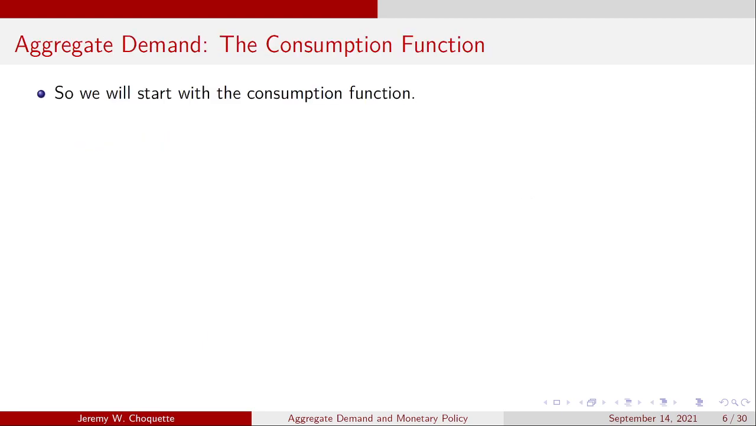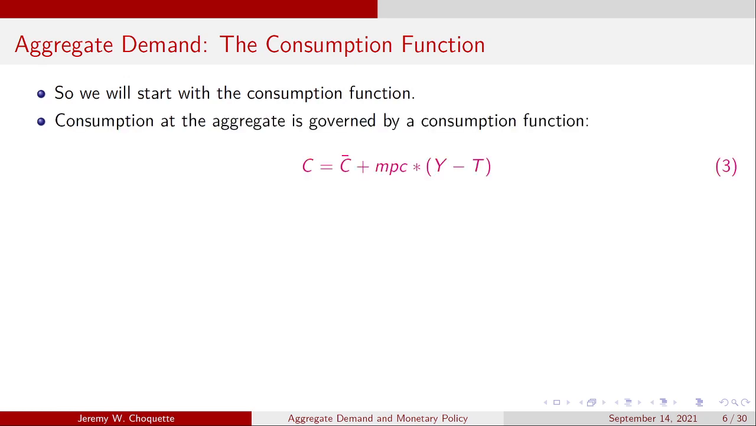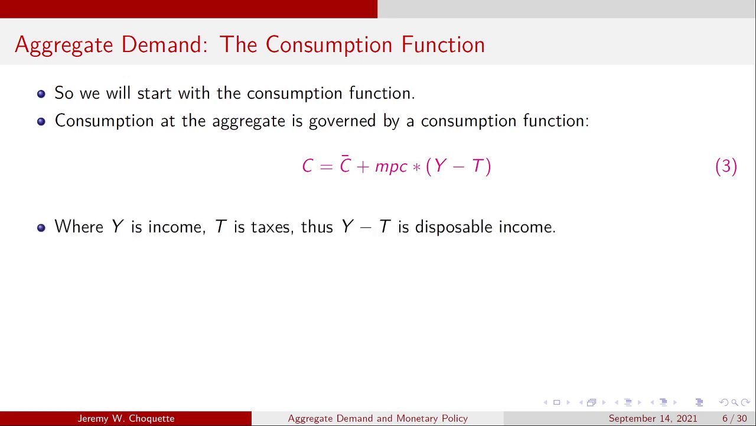Now, we're going to start with the consumption function. Why? Well, because it's the first thing to show up in the aggregate demand equation that we saw. So consumption is governed by what's known as a consumption function, which is this equation 3. C equals C bar plus MPC times Y minus T. And I'm going to go through each and every one of these components.